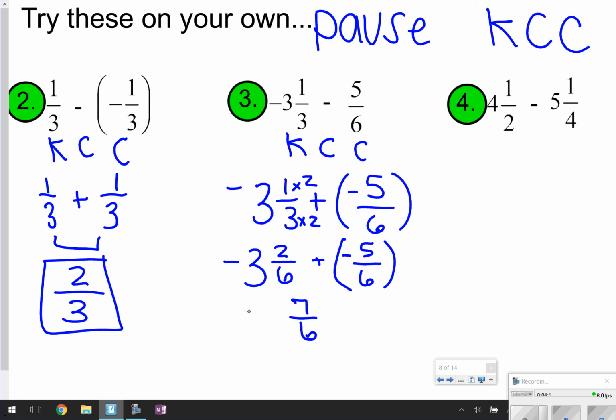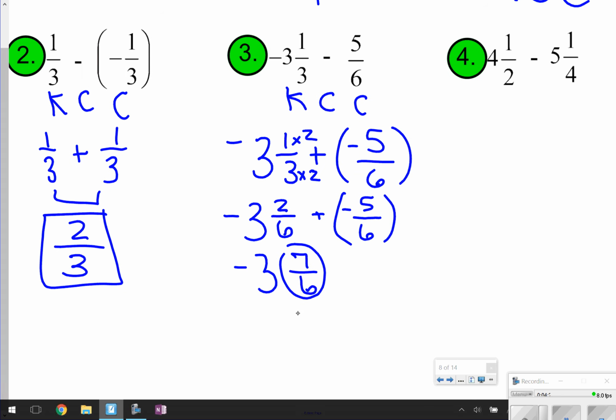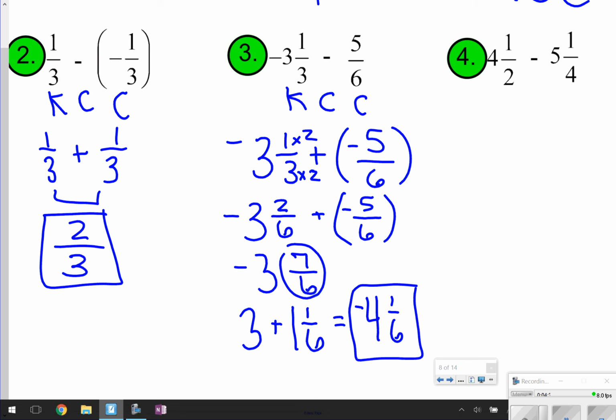7/6. And with this answer, I cannot have -3 and 7/6 because this is what's called a mixed improper fraction. So what I got to do is break it apart and just kind of focus on this little fraction here. 7/6 will need to be changing to 1 and 1/6. And then you're essentially just going to add that back to the 3, which is going to give you 4 and 1/6. And got to keep it negative. So -4 and 1/6 is my answer for number 3.